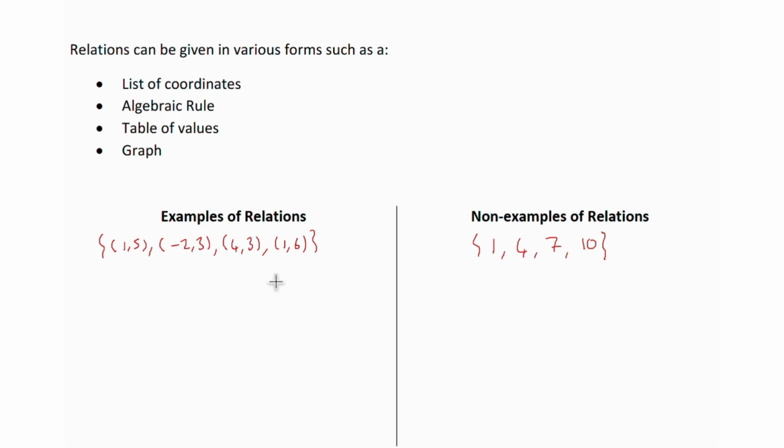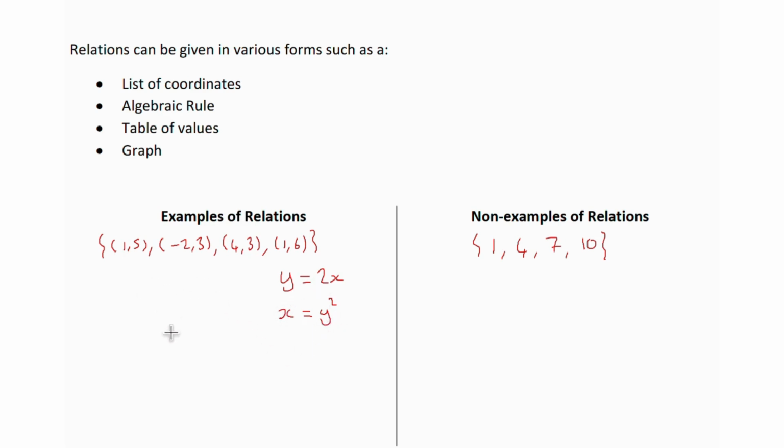Well, we could have it written as an algebraic rule. We could have something like y equals 2x. That connects values of x to values of y. Or indeed something like x equals y squared. Again, connects values of x to values of y. They come in pairs. And the order matters. The x value and the y value, the order matters.